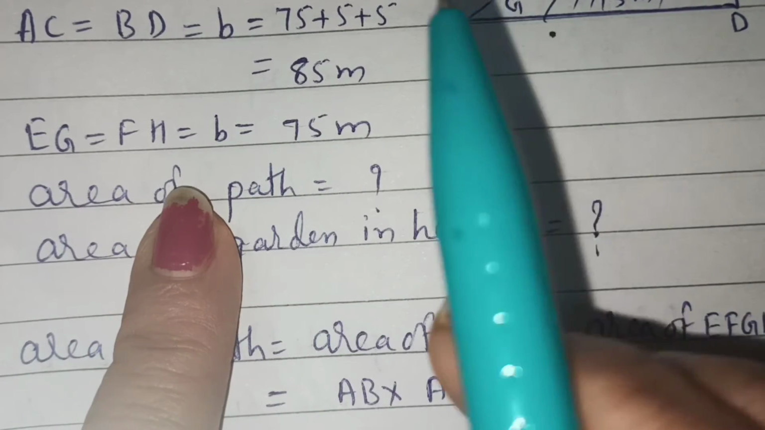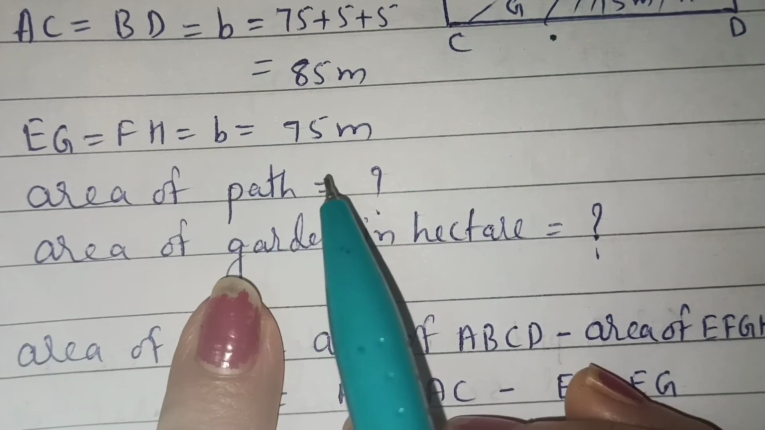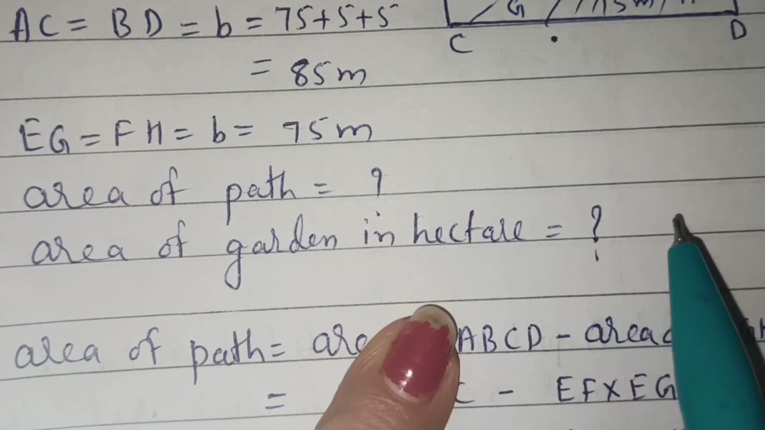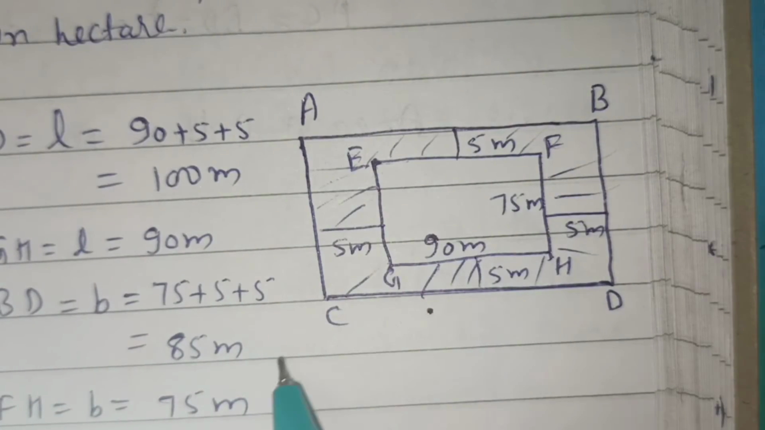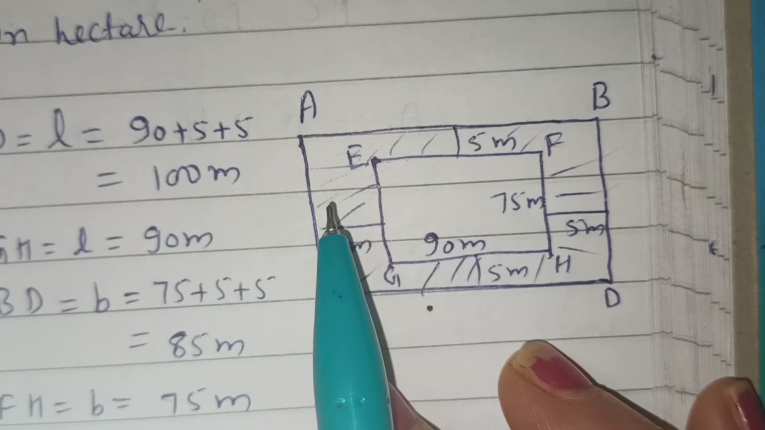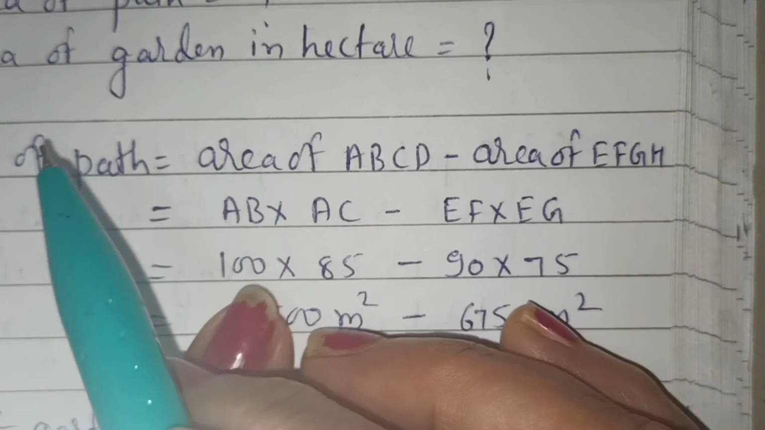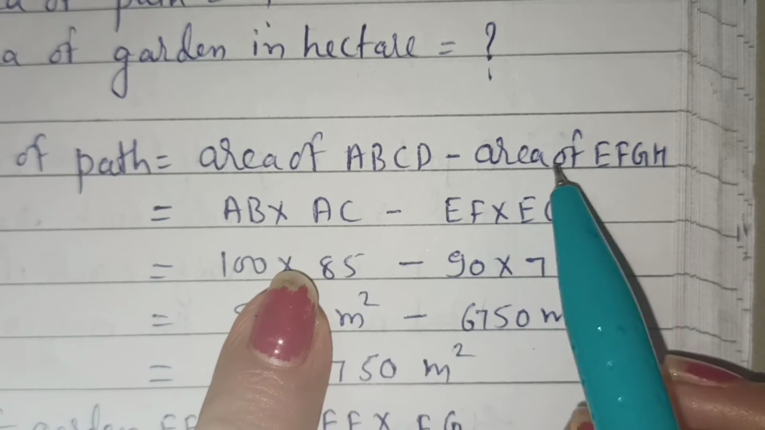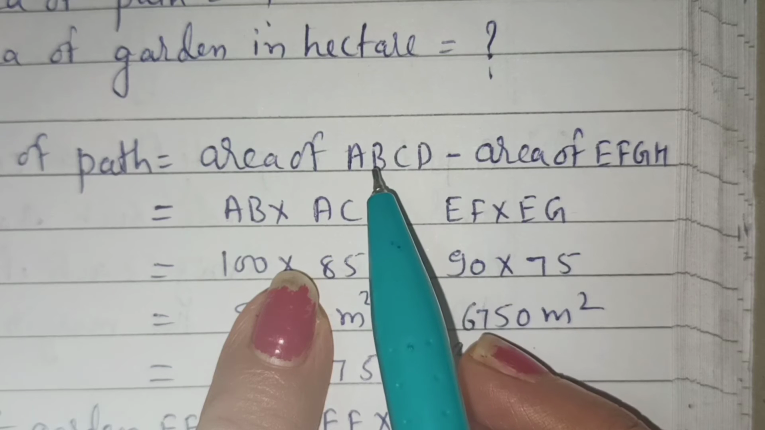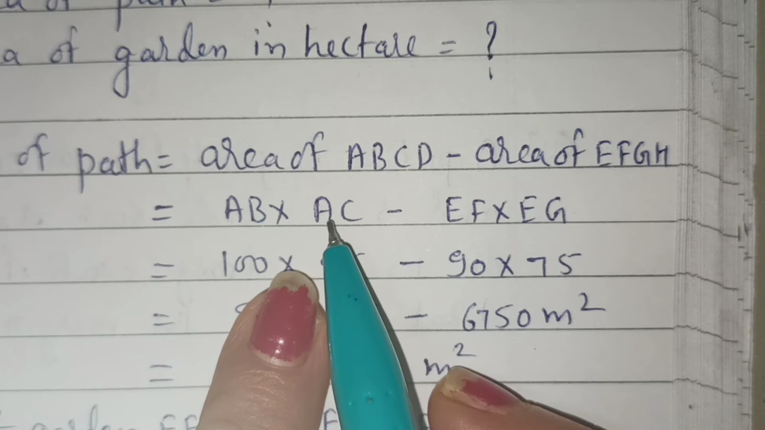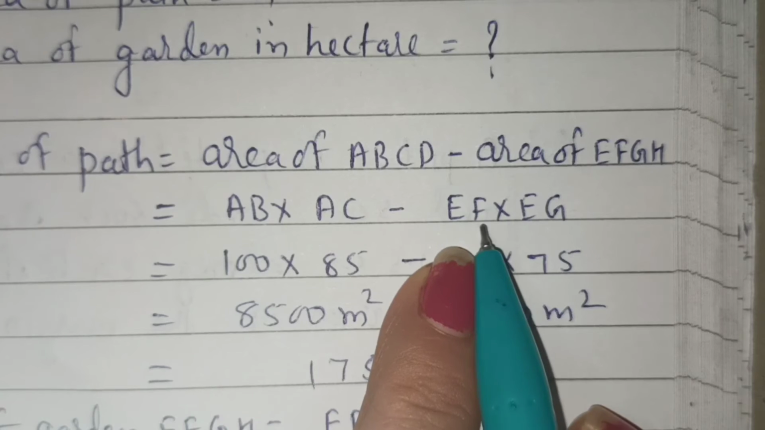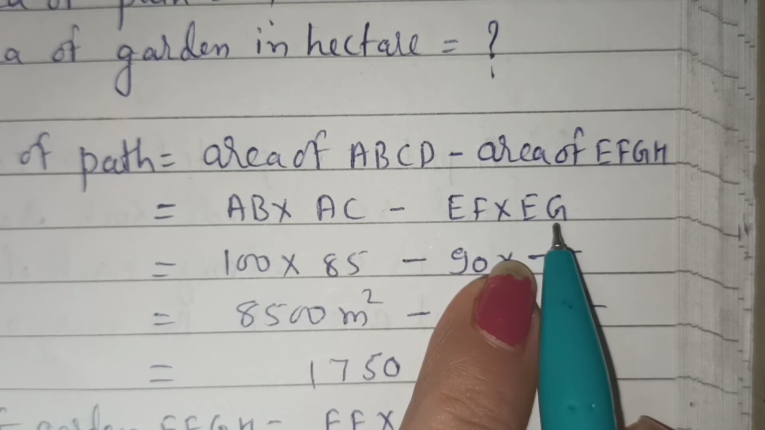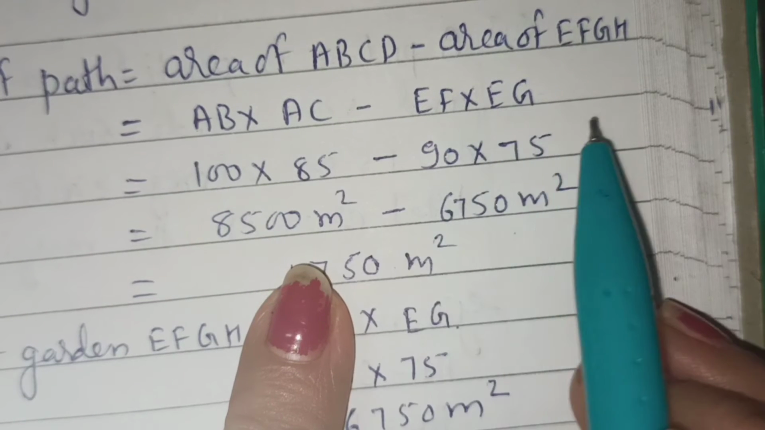After that, what we have to find? We have to find the area of path, question mark, and the area of garden in hectare, question mark. So the area of this path means area of ABCD minus area of EFGH. So area of path is equal to area of ABCD minus area of EFGH. Area of ABCD means length into breadth, AB into AC. Here area of EFGH is also length into breadth. Length is EF and breadth is EG.